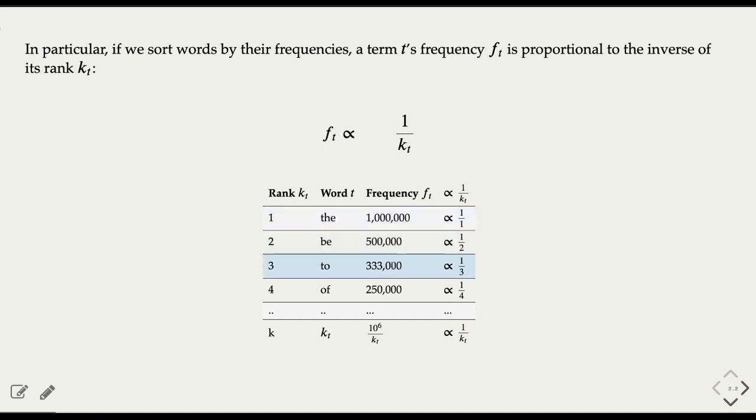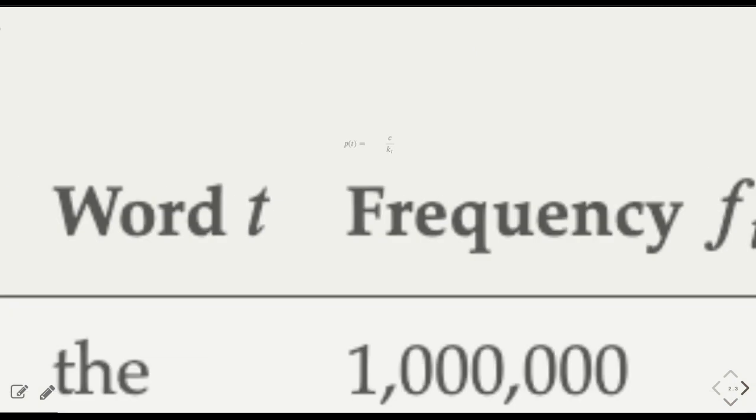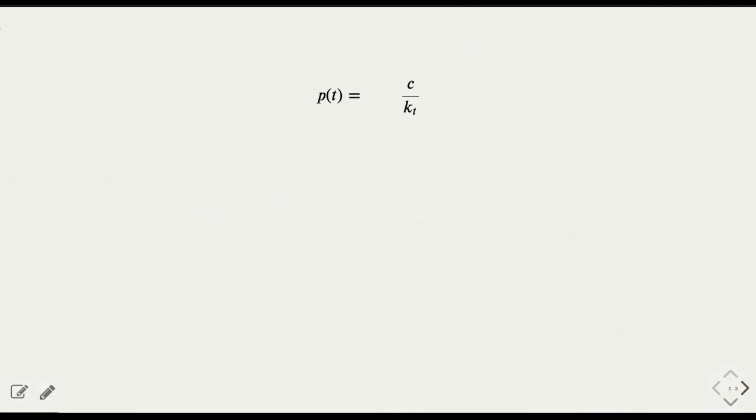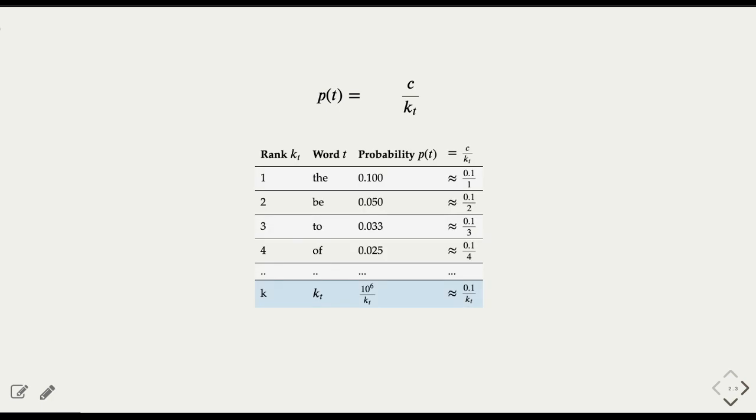And the third term will become 1,000,000 divided by 3, which is around 300,000. And then the fourth rank will be 1/4 and so forth. So this is the inverse relation between the rank and the frequency. Now we can also think of frequency as a probability. In this case, the probability of term t to appear is inversely proportional to Kt, which is the rank.